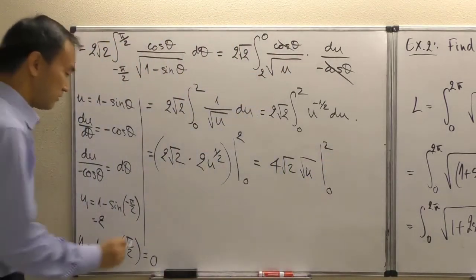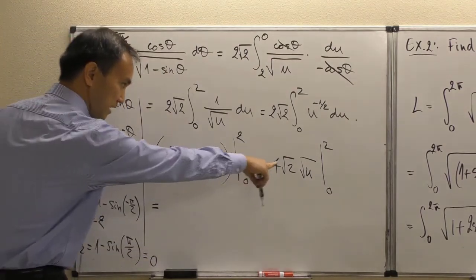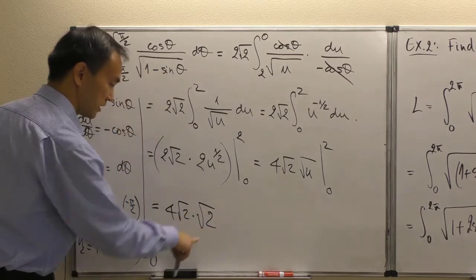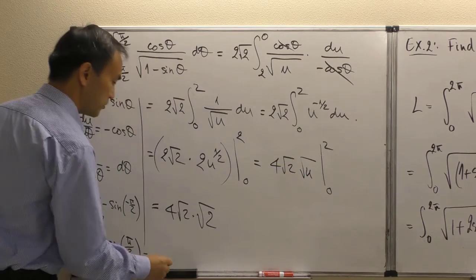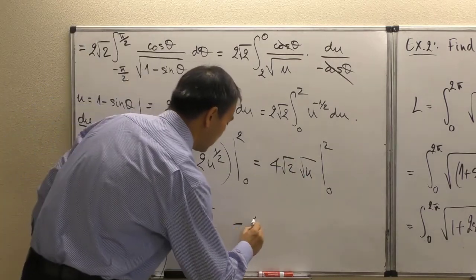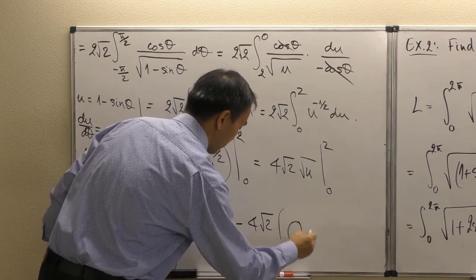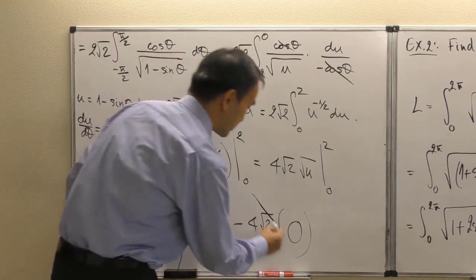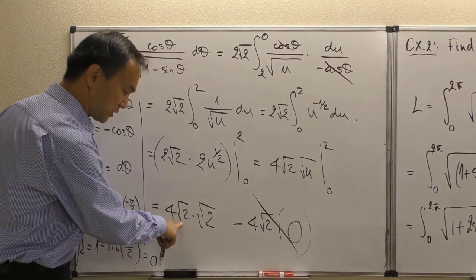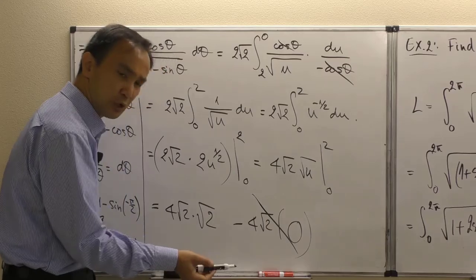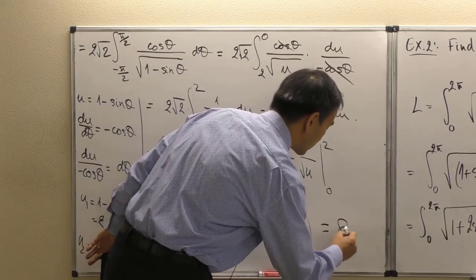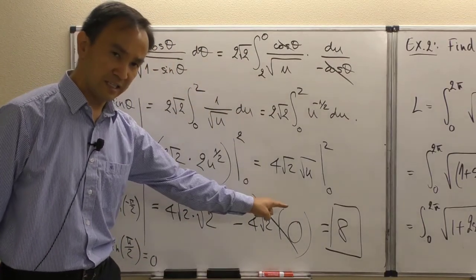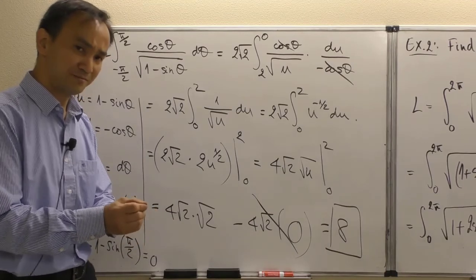All right, so now substituting in, I'm looking at 4 square root 2 times square root of 2. This is how I substitute 2 into the u variable, and now I'm going to subtract out 4 square root 2 times a 0, because of that 0 in the bottom limit. And so now that whole term is gone. My final answer, and by the way, 2 square root 2 times square root 2 is another 2, so 2 times 4, our final answer is 8. So ladies and gentlemen, we have now found the length of the total loop that looped around.